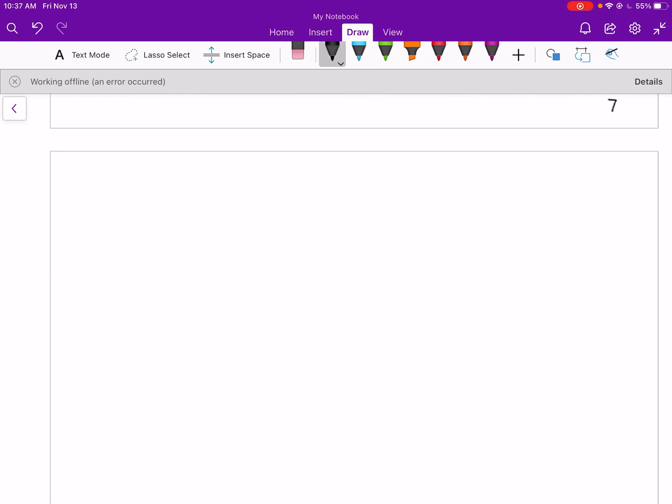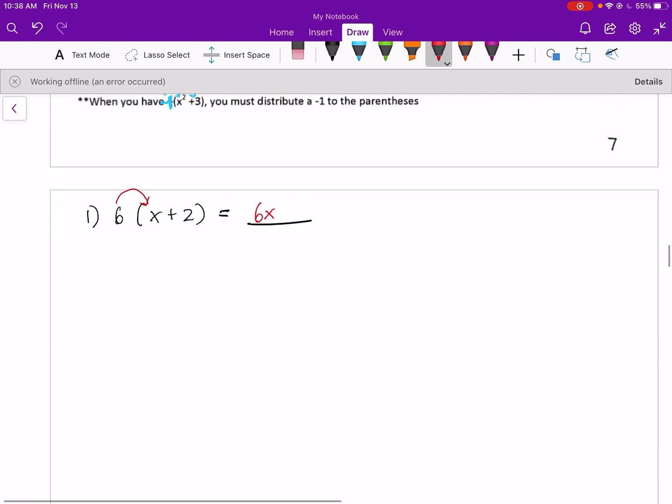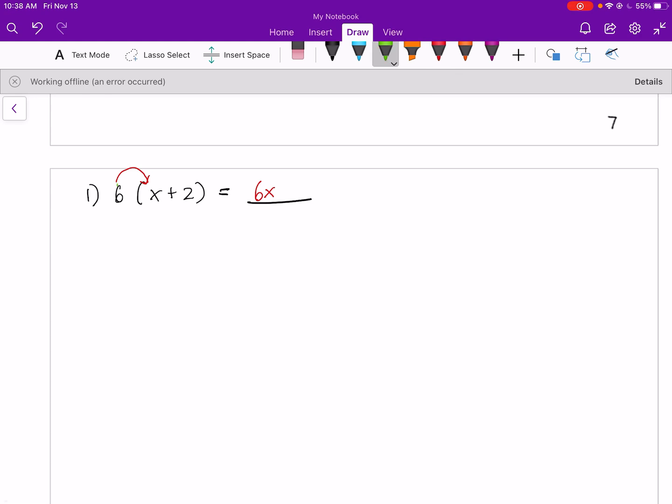Here we go. I'm moving on to page 8. So number 1, 6 parentheses x plus 2. So first, it means multiply. They're smushed together. I'm going to multiply 6 times x. And 6 times x is 6x. Then I'm going to multiply the second, 6 times a positive 2. 6 times a positive 2 is a positive 12. So the distributive property. Here we go.